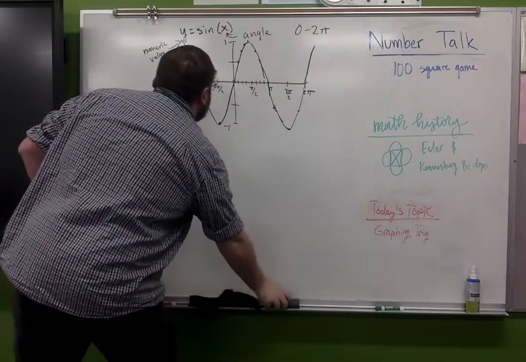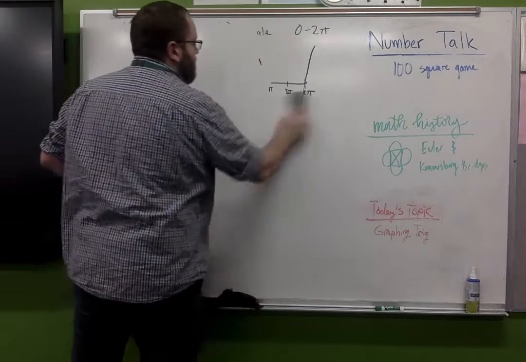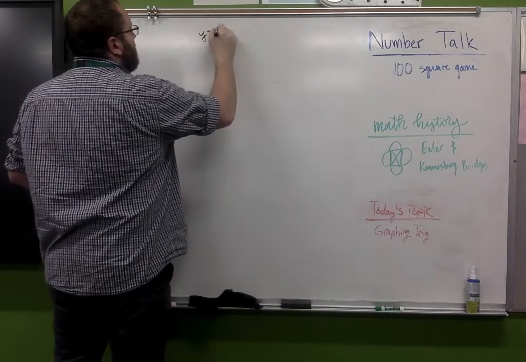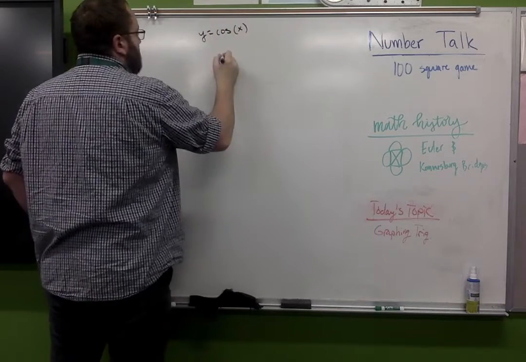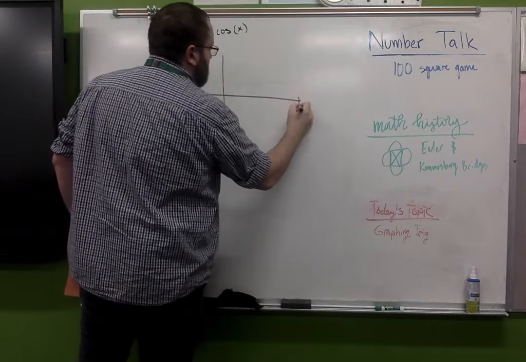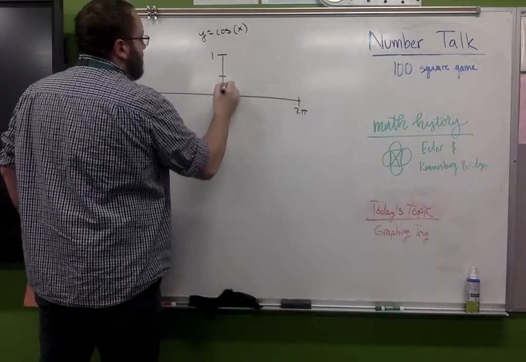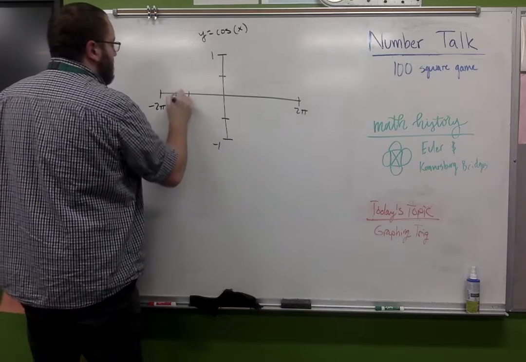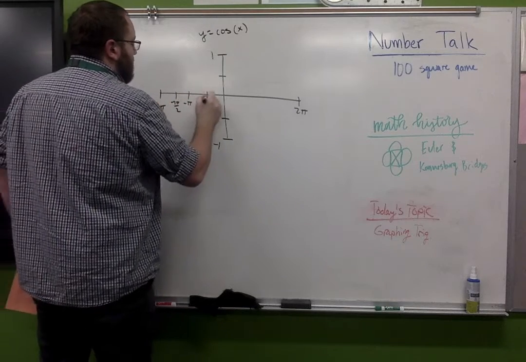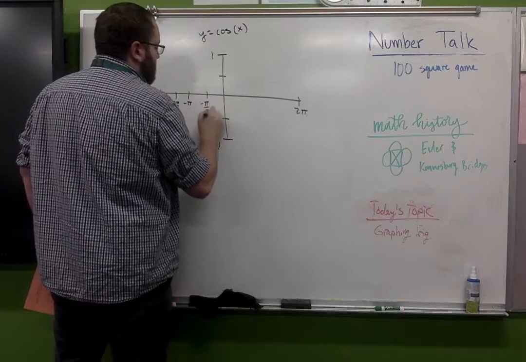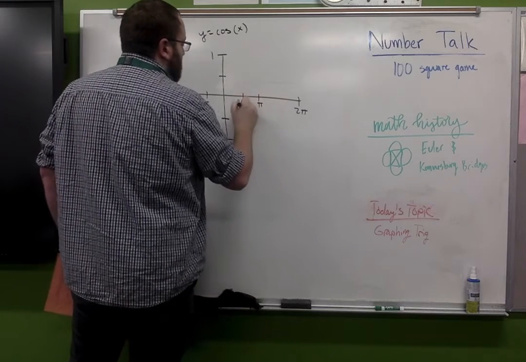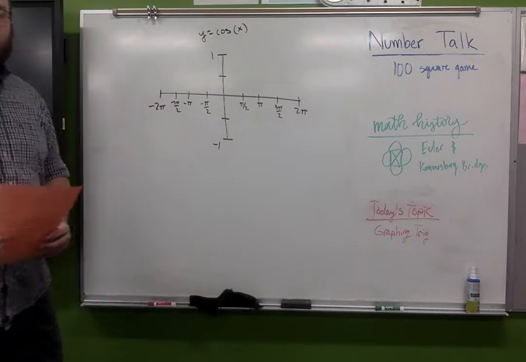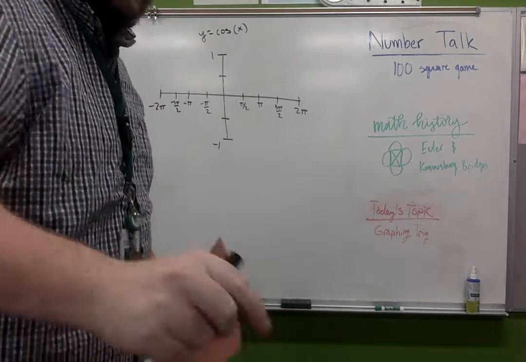Let's look at cosine. So y equals cosine of x. So you got 2 pi. It's going to go up to 1. It's going to go down to -1. Here's negative 2 pi, negative pi, negative 3 pi over 2, negative pi over 2, pi, pi over 2, 3 pi over 2. Now, from here on out, how we're going to graph is we only need to graph 5 points.